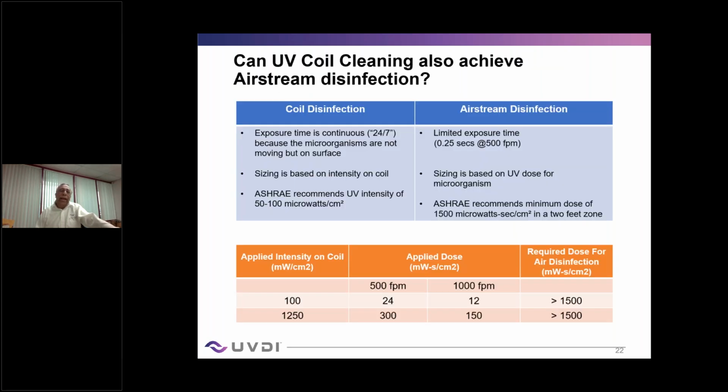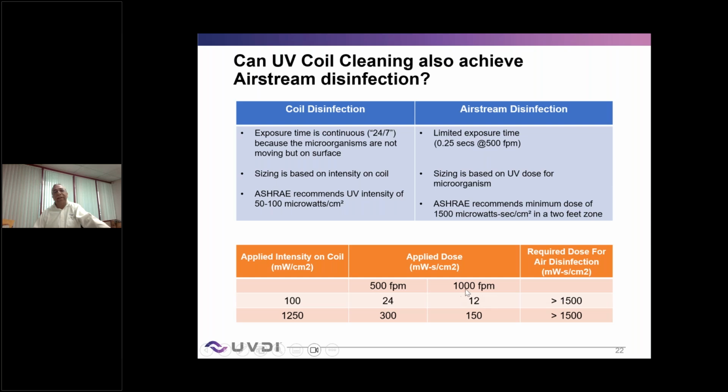So looking at an example here, the table at the bottom is showing if you have a system designed for a coil, and say you've targeted 100 microwatts, which is the standard guideline by ASHRAE, say 50 to 100 microwatts is what's recommended for a coil intensity. So suppose you have 100 microwatts for intensity. What is that dose applied when you have air flowing at 500 feet per minute? That's really 0.25 seconds. The dose is just around 24 milliwatts.